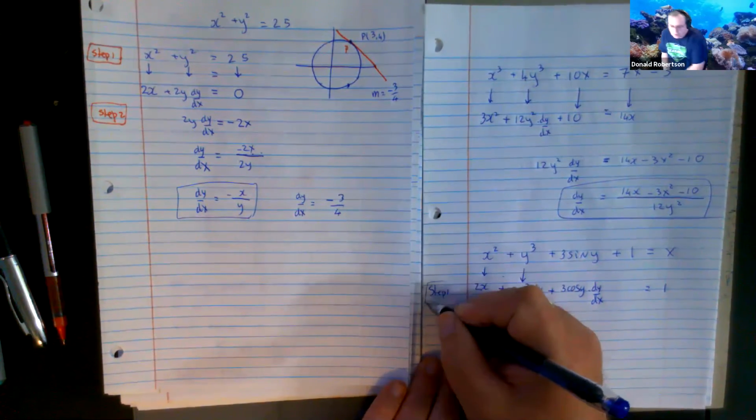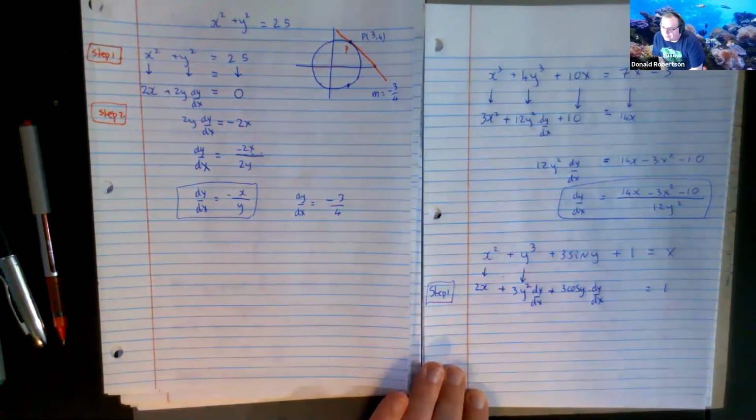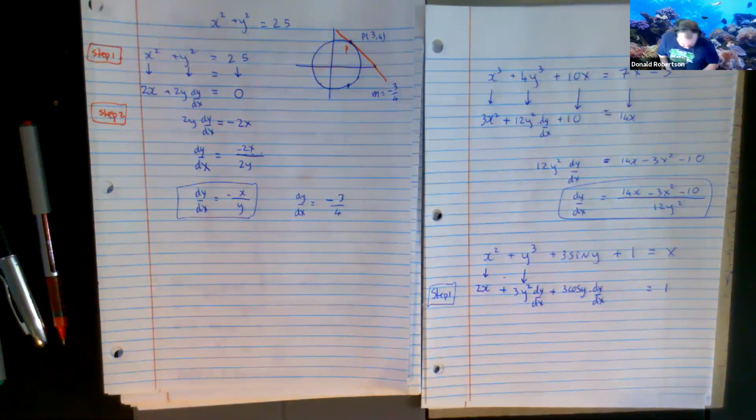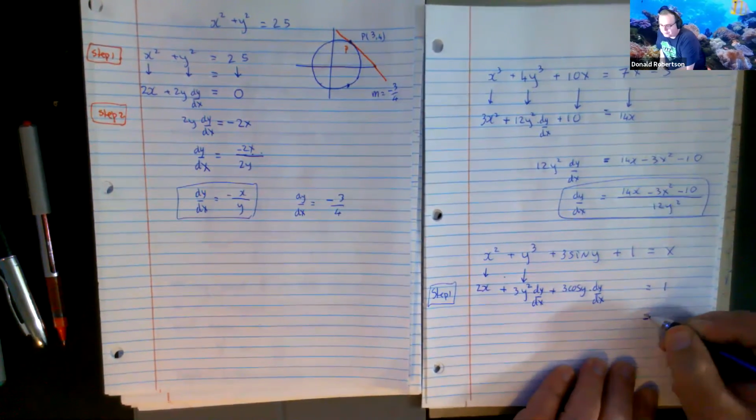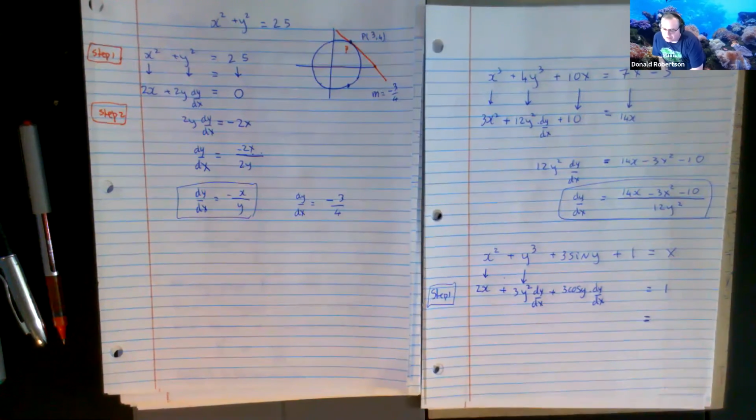What about solving for dy by dx now? I know I want dy by dx on its own, but you have to do it in a particular order. So what do you think I'm going to do next?